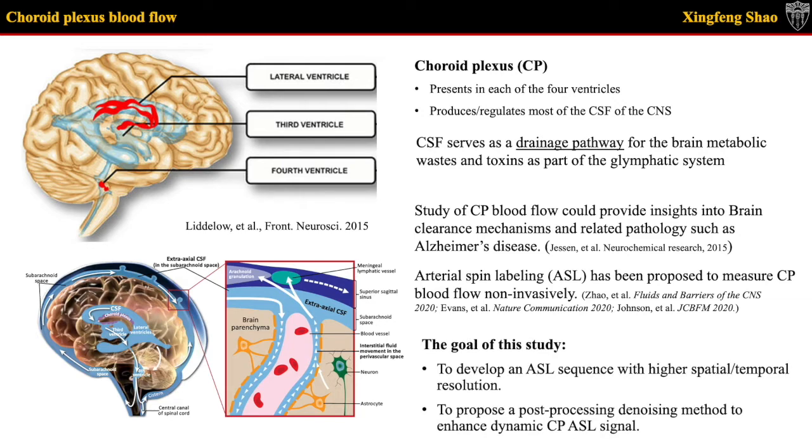So the goal of this study is to develop an ASL sequence with higher spatial and temporal resolution and to propose a post-processing denoising method to enhance dynamic choroid plexus ASL signal.